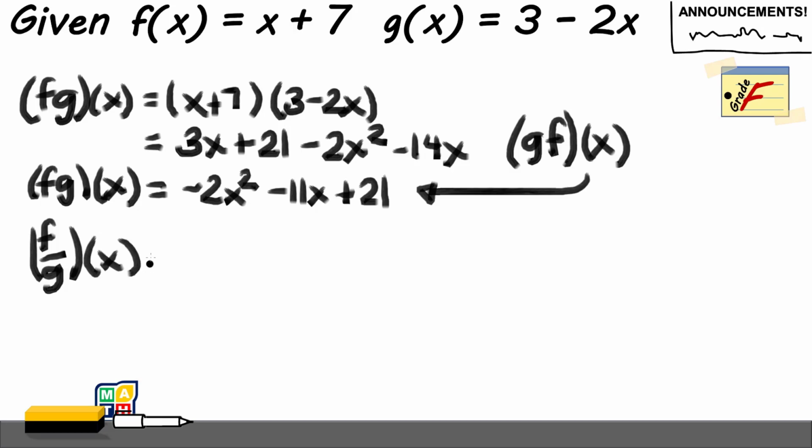Let's start to show this here. F over g of x means a division of functions where you write your f of x as your numerator to be divided by your denominator, given that the value of 3 minus 2x is not equal to 0, so as not to make the entire expression undefined. This is now a rational expression.